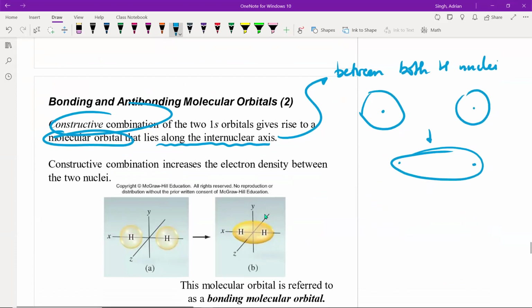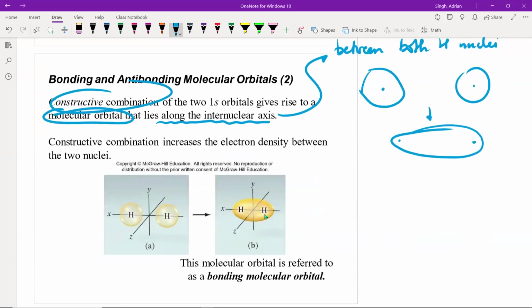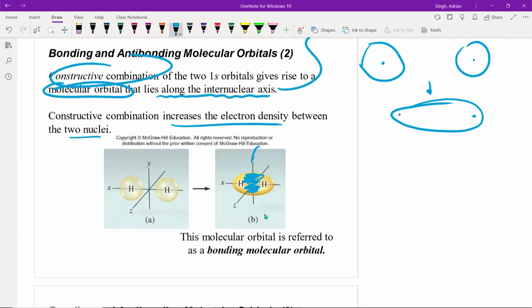So we have here a good example of this, a much better depiction of what I just tried to draw. So constructive combination increases the electron density between the two nuclei. So right here in this region is where the electron density is the highest. And again, that's what's going to happen in this constructive combination. This particular molecular orbital, this MO, is referred to as the bonding MO, right? And it's bonding because our electron density is highest in between the atoms, in between the nuclei.